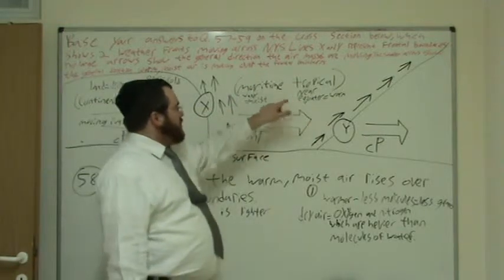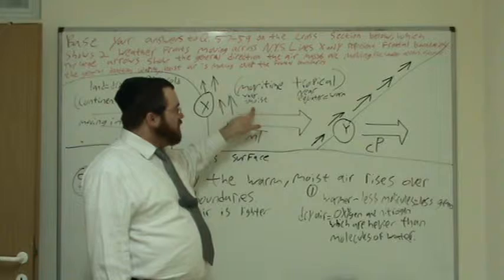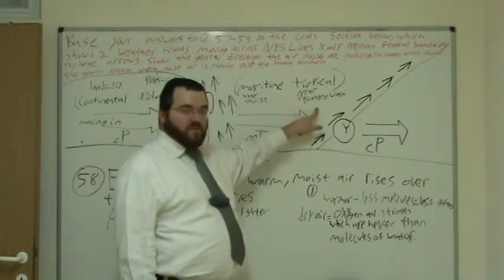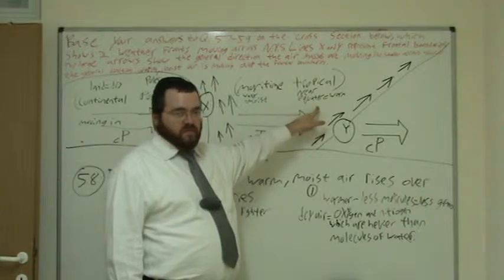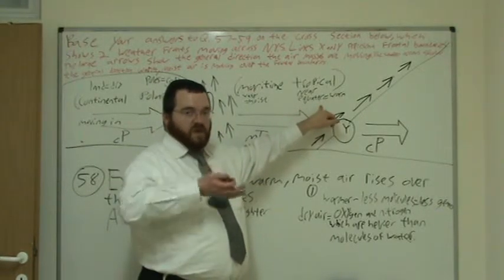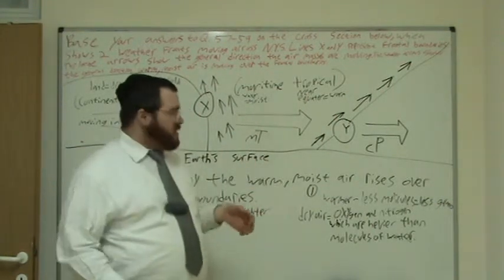Now maritime tropical: maritime is moist. Moist air is lighter than dry air. The moister it is, the lighter it is. And tropical is warm. Tropical means near the equator. So warm air is lighter. The warmer it is, the lighter it gets. And the moister it is, the lighter it gets.